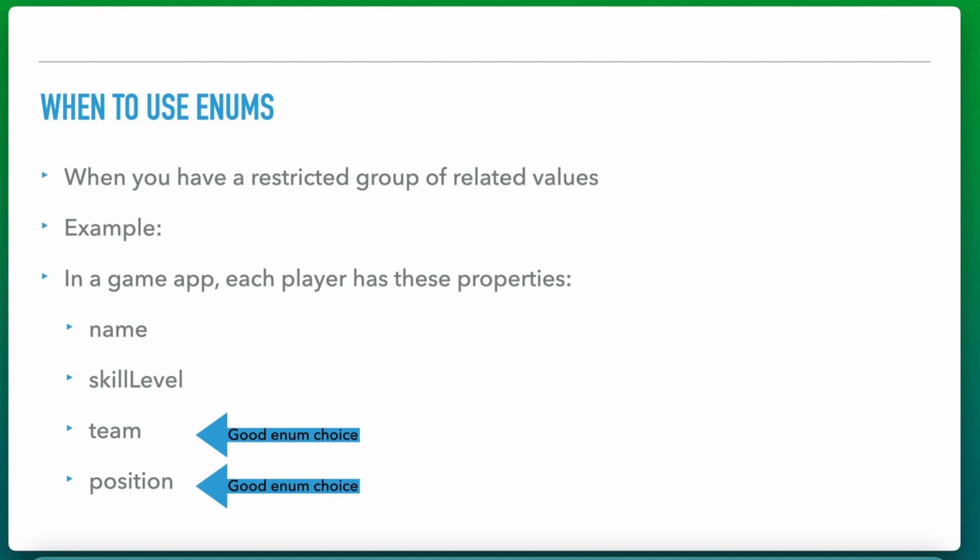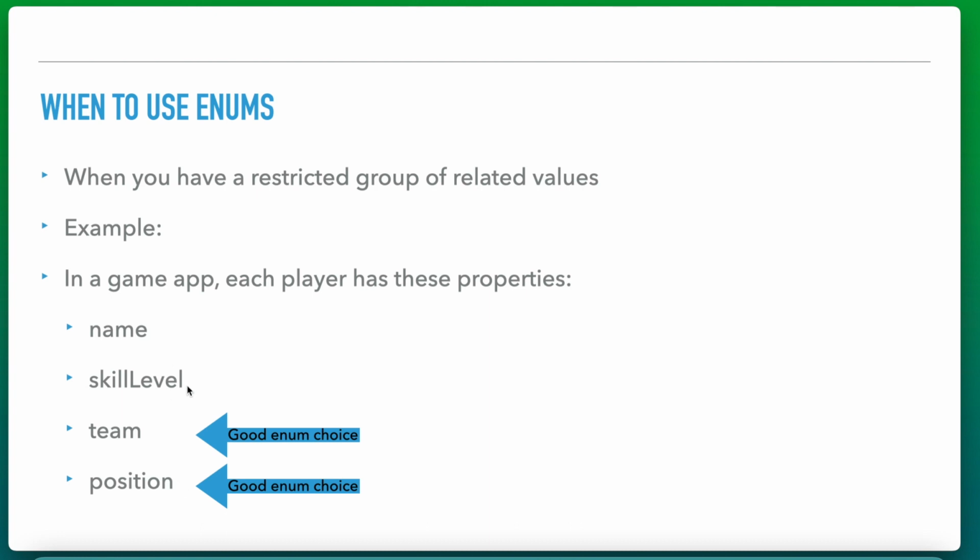So here's the question. When do we use enumerations? Well, when you have a restricted group of related values. So, for example, in a game application, each player has these properties. Every player has a name, a skill level, a team, and a position.